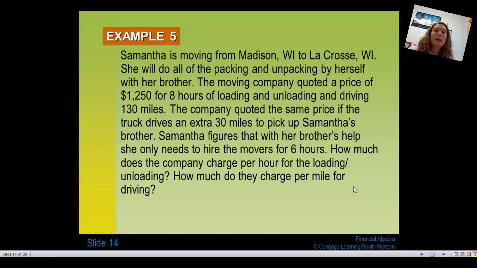Samantha is moving from Madison, Wisconsin to La Crosse, Wisconsin. She will do all of the packing and unpacking by herself with her brother. The moving company quoted a price of $1,250 for 8 hours of loading and unloading and driving 130 miles. The company quoted the same price if the truck drives an extra 30 miles to pick up Samantha's brother. Samantha figures that with her brother's help, she only needs to hire the movers for 6 hours. How much does the company charge per hour for loading and unloading? How much do they charge per mile for driving?